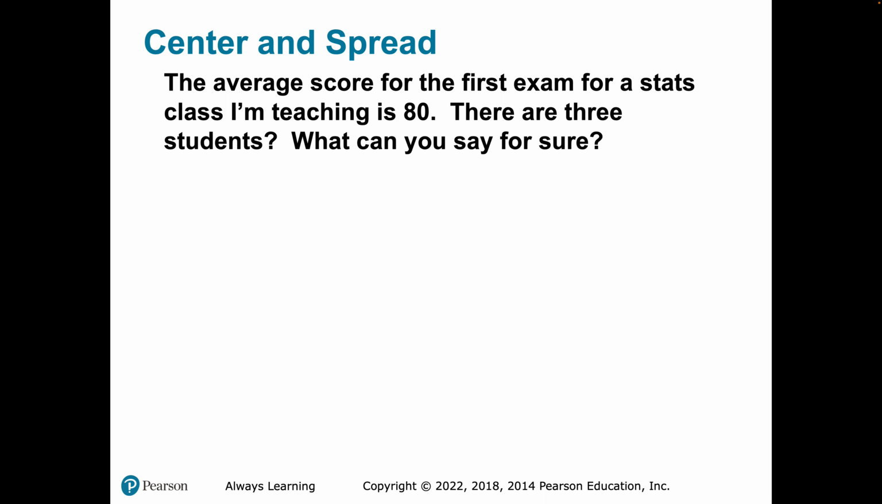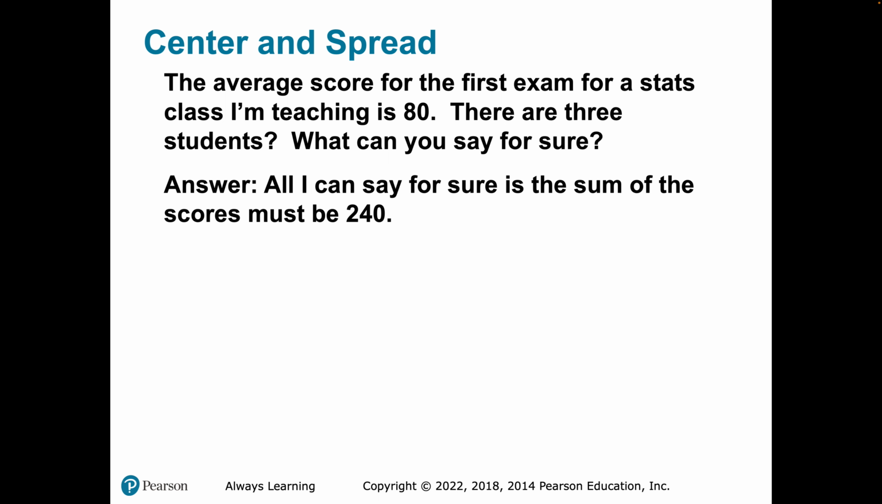To motivate why we need to make multiple statements, specifically why we need to make center and spread statements when analyzing a quantitative variable, let's take a look at this question. Assume the average score for the first exam for a stat class that I'm teaching is 80, and we'll assume that there are 3 students. What can you say for sure? Just hit pause, think about it, maybe 5, 10, 15 seconds. What can you say for absolute certainty?